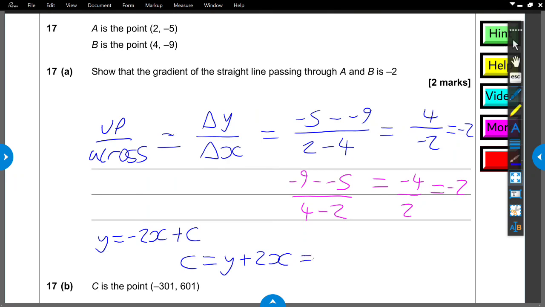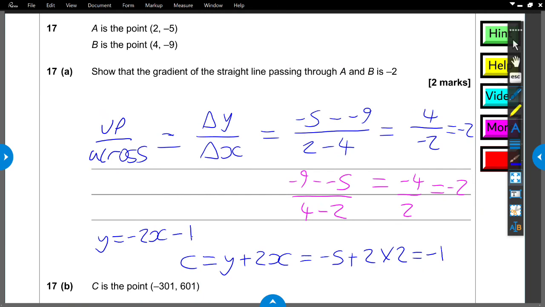So c is equal to y, that's -5, plus 2 lots of 2. And when we do BIDMAS, we do 2 times 2 first, that gives us 4. We're adding that on to -5, that's going to give us -1. So c is equal to -1. We've now got the equation which we're looking for, and that's that y is equal to -2x minus 1.